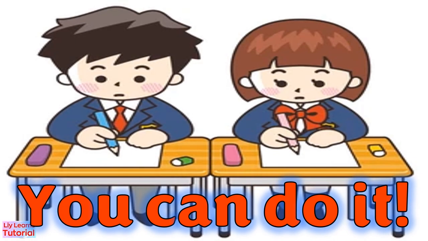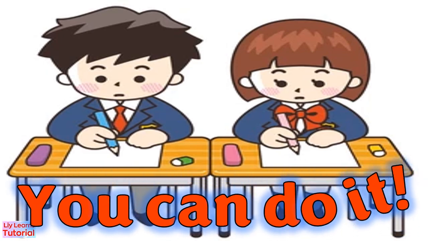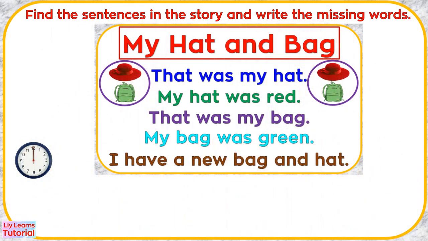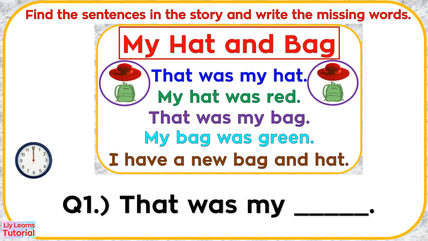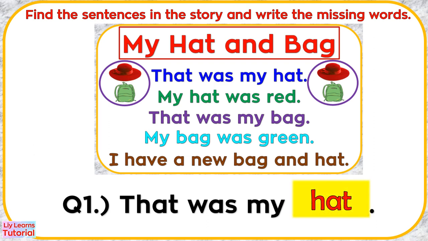Now, get a piece of paper to write your answer. You may pause the video if you need more time. Five. Find the sentences in the story and write the missing words. Question 1. That was blank. That was my hat.